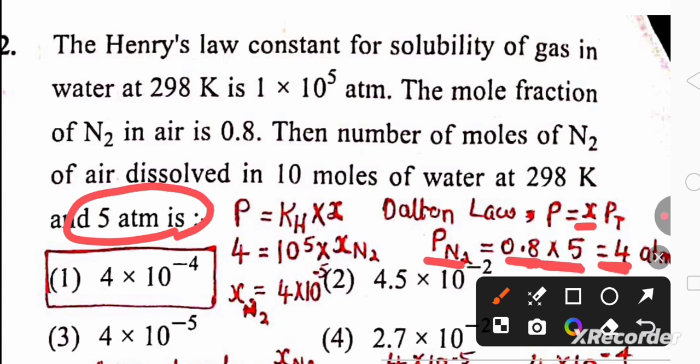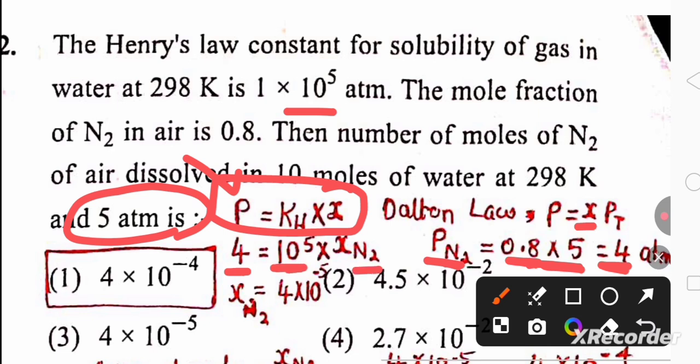Now this partial pressure we will substitute in the Henry's law formula, where the partial pressure value is 4 and KH value is 10 to the power of 5, and we will find the mole fraction of nitrogen. When you calculate, you will get 4 into 10 to the power of minus 5. But remember children, that is not the answer.